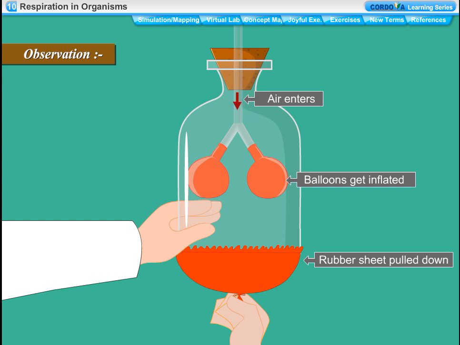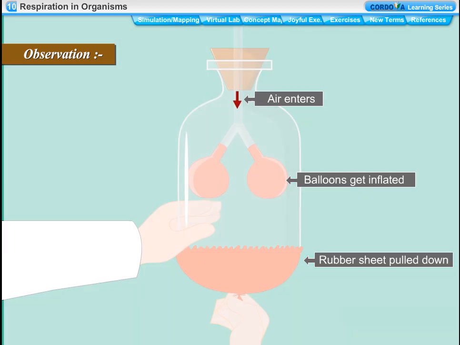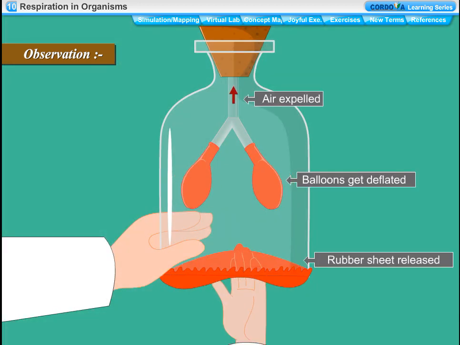The air from outside rushes in through the Y-shaped tube into balloons, due to which the balloons get inflated. Their size increases. See figure. This is how we inhale air during breathing. When we push the rubber sheet up, the space inside the bottle decreases. This pushes out the air inside the balloons through the tube, due to which the balloons get deflated. Their size decreases. This is how we exhale air during breathing.